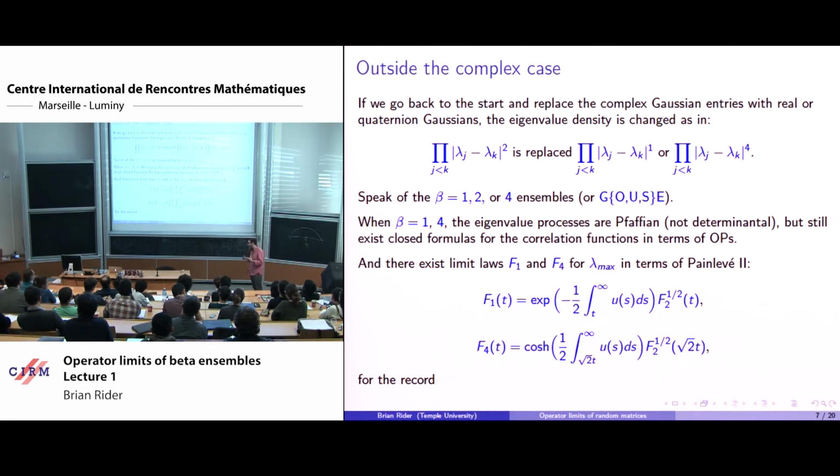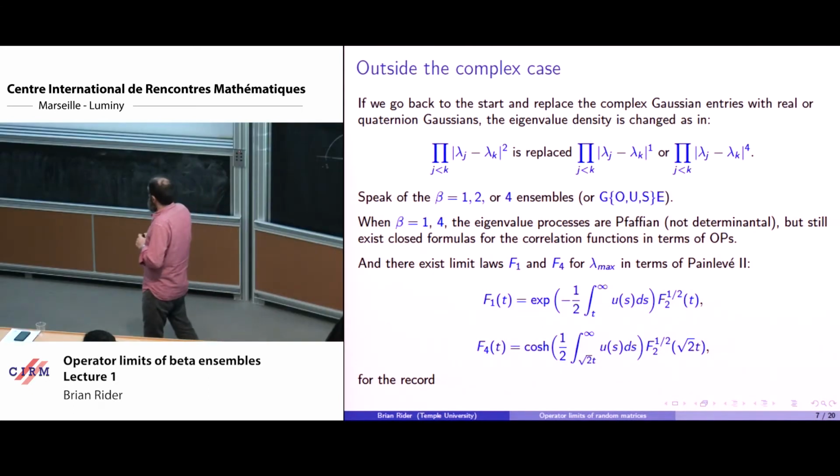When beta is 1 or 4, they're so-called Pfaffian processes. So you replace the scalar kernel, this projection kernel, with a 2x2 skew symmetric kernel. But again, it's still built out of Hermite functions. You can push the analysis through. Tracy-Widom did that in subsequent papers. So there's an F1 and F4.